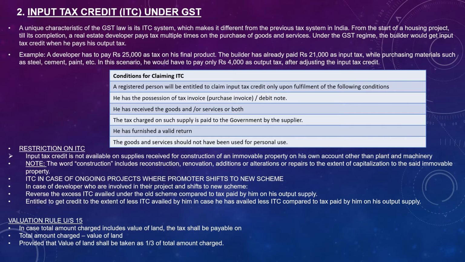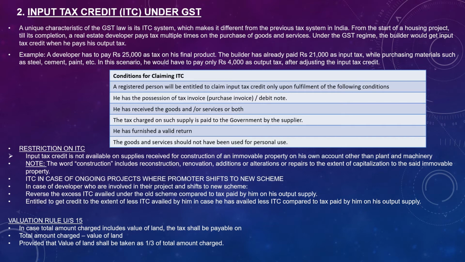Input tax credit is not available on supplies received for construction of an immovable property on his own account other than plant and machinery. Note that the word construction includes reconstruction, renovation, additions, alterations, repairs. To give a few examples, a developer constructs a building for its branch office. In this case, ITC is not available. Another example, L&T constructs a hydraulic machine used for construction of its branch office. In this case, ITC is available.